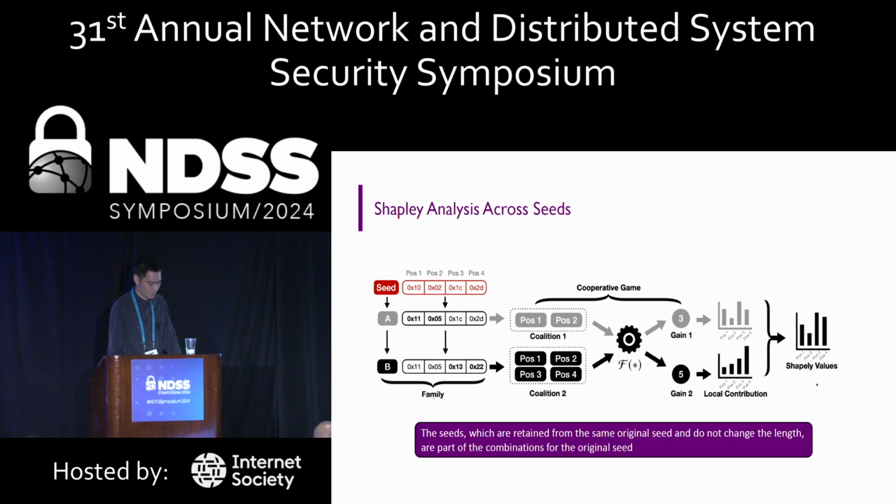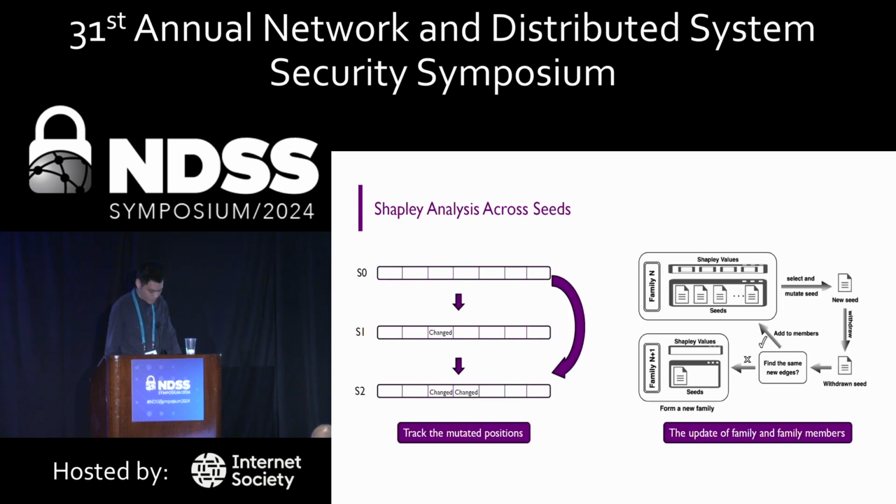We can treat both seeds as being in the same game, and then we group such seeds as a family, so that all seeds in the same seed family participate in the same cooperative game. To conclude, seeds in a family inherit from the same original seed and have the same length. The family can reduce the overhead of Shapley analysis because it gathers different seeds into the same Shapley analysis.